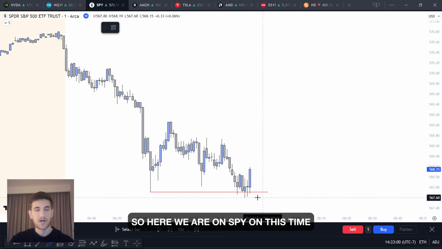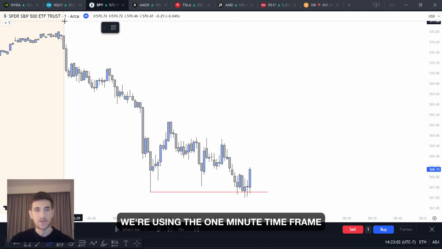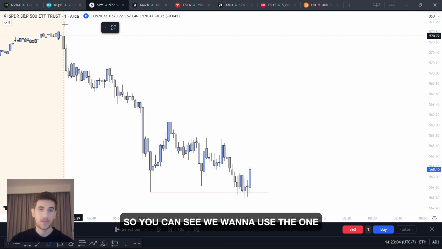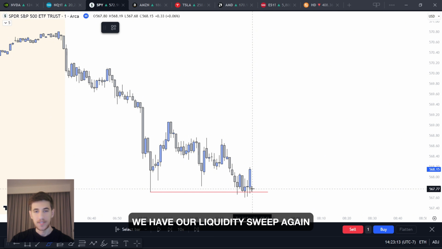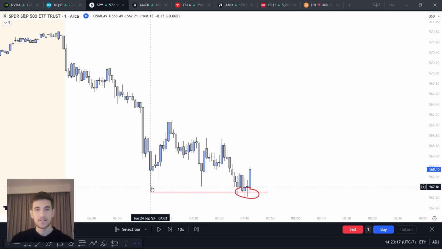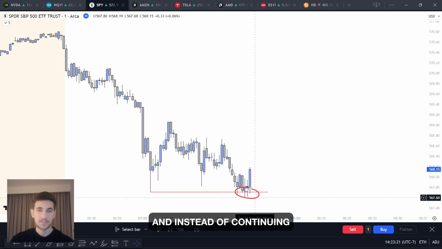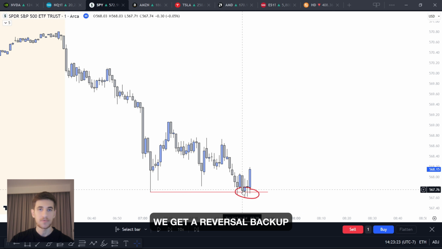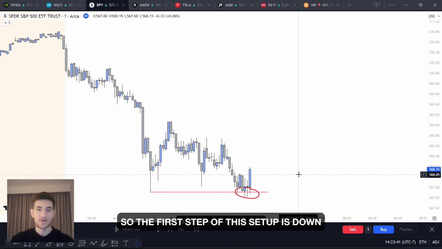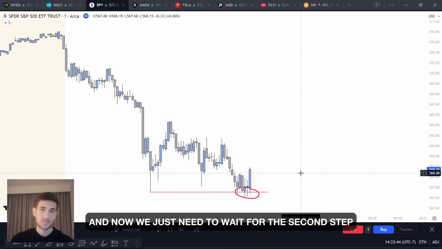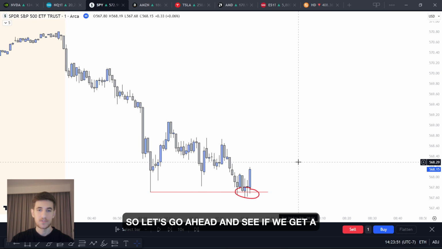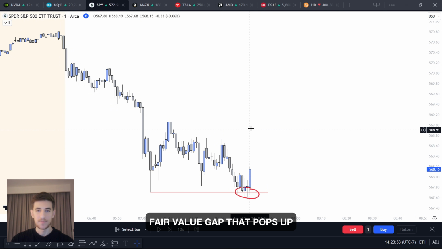So here we are on SPY. This time, we're using the 1-minute time frame. So you can see we want to use the 1, 3, or 5 minute time frames as always. And what do we have right here? We have our liquidity sweep. Again, the liquidity sweep is price breaking below a previous low, and instead of continuing, we get a reversal back up. So the first step of this setup is done, and now we just need to wait for the second step, which is a fair value gap to form. So let's go ahead and see if we get a fair value gap that pops up.